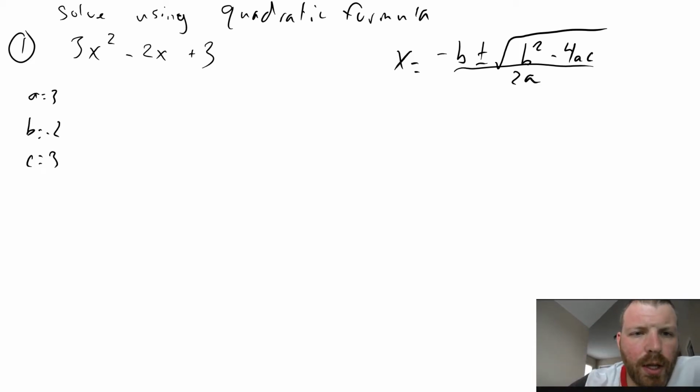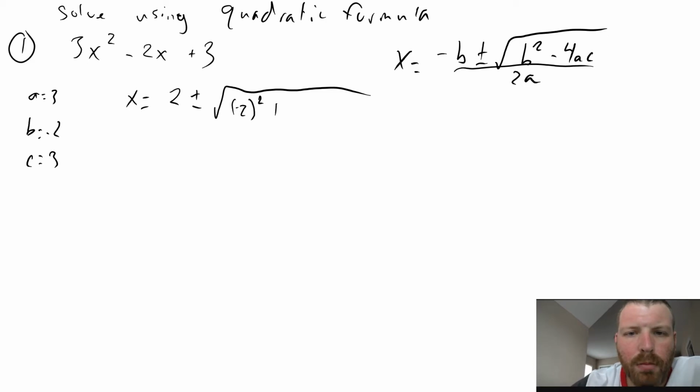So when I plug this in, x is going to be equal to negative negative 2, which is positive 2, plus or minus the square root of 2 squared, which is negative 2 squared, right? Minus 4 times 3 times 3, over 2 times 3.